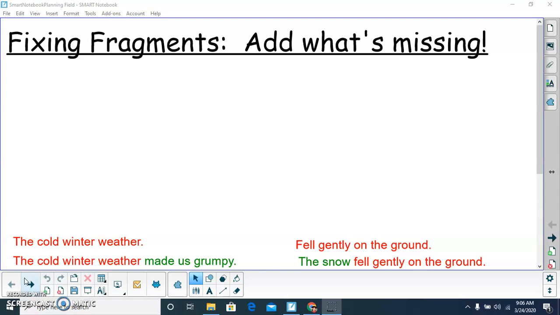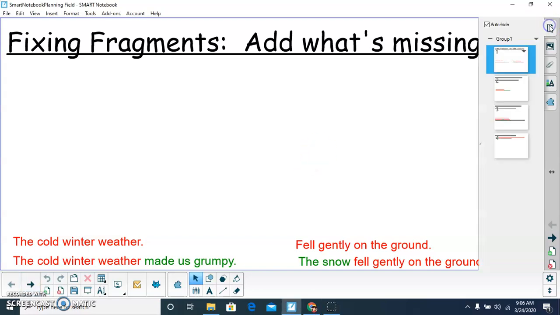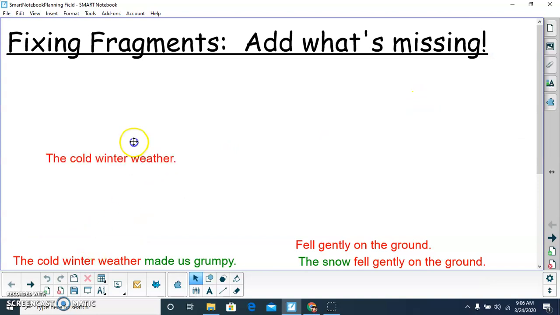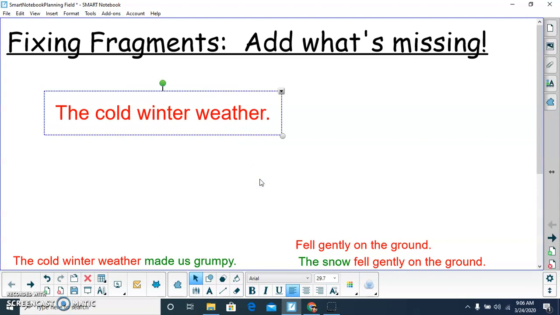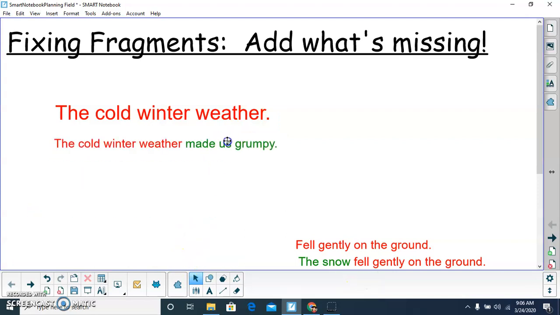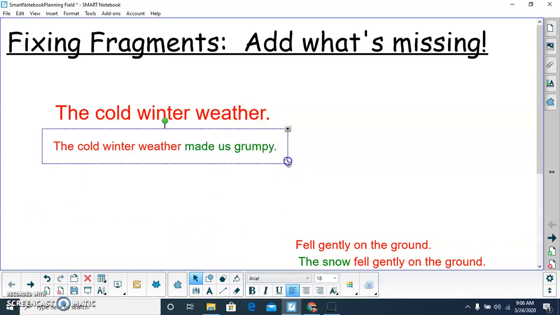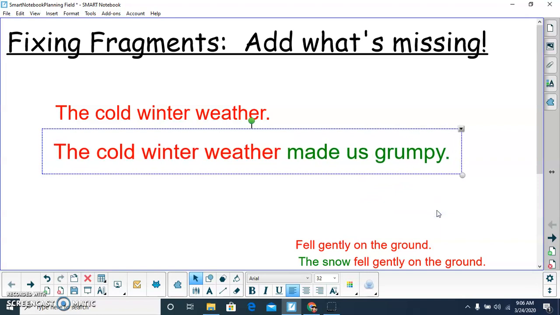When it comes to fixing fragments, you add what's missing. So here's our first fragment. It says, cold winter weather. Okay, that's a noun. That's interesting. But what about it? Well, to fix it, we add what's missing. In this case, we have a subject, we have a topic, but we don't have any kind of action. So we go ahead and add an action. The cold winter weather made us grumpy.